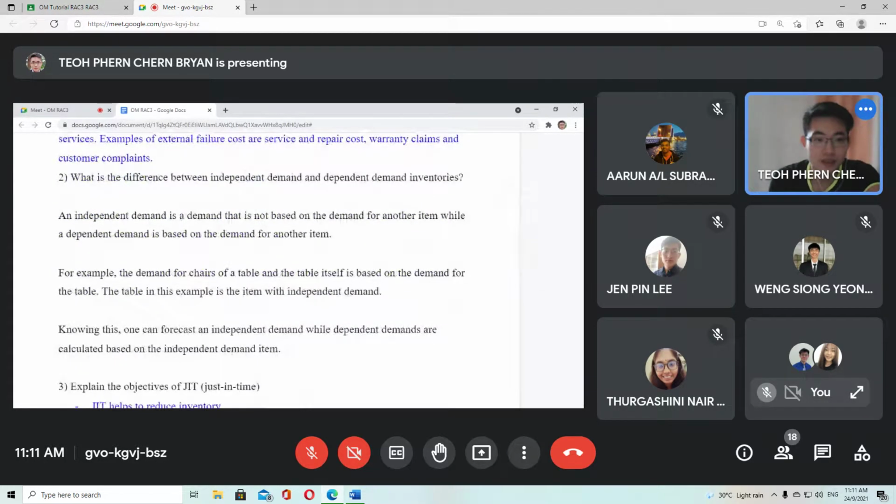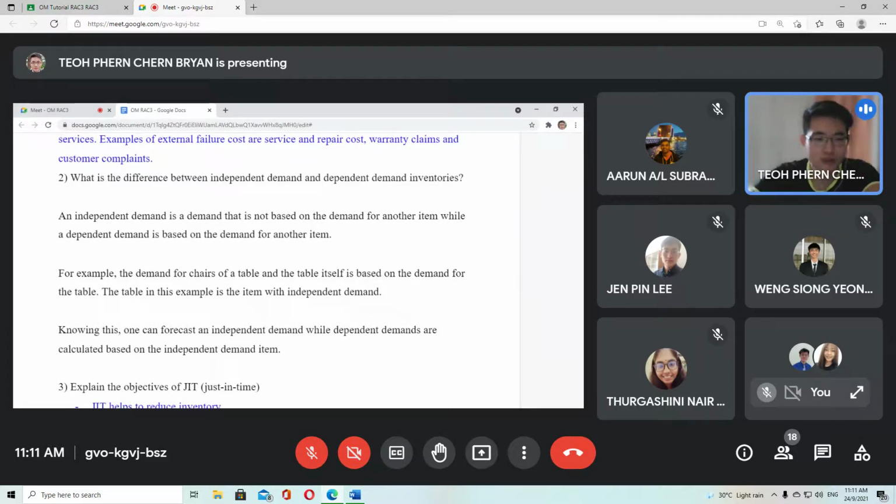Okay, this one, independent and dependent demand. Usually, independent demand refers to customer orders. Independent, because you cannot control. The demand doesn't depend on anything else. So it's independent. You cannot force the customer to buy from you.